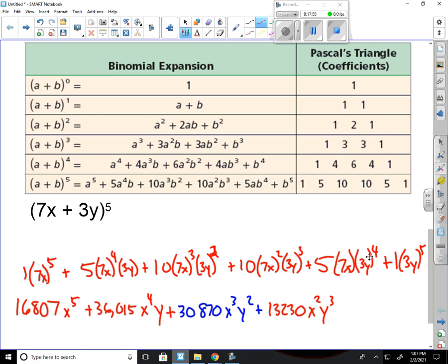Next one, we do 3 to the 4th, which is 81 times 7 times 5. 2,835 x, y to the 4th. And then the last one, you just do 3 to the 5th, which is 243, y to the 5th.